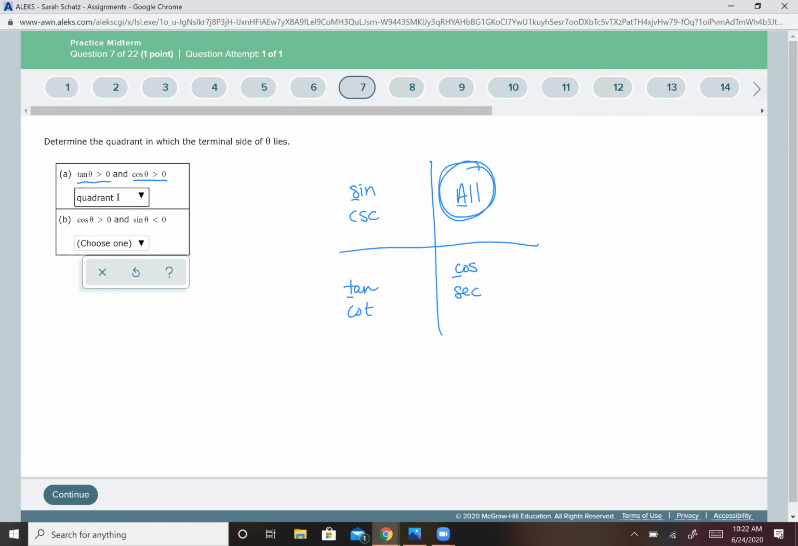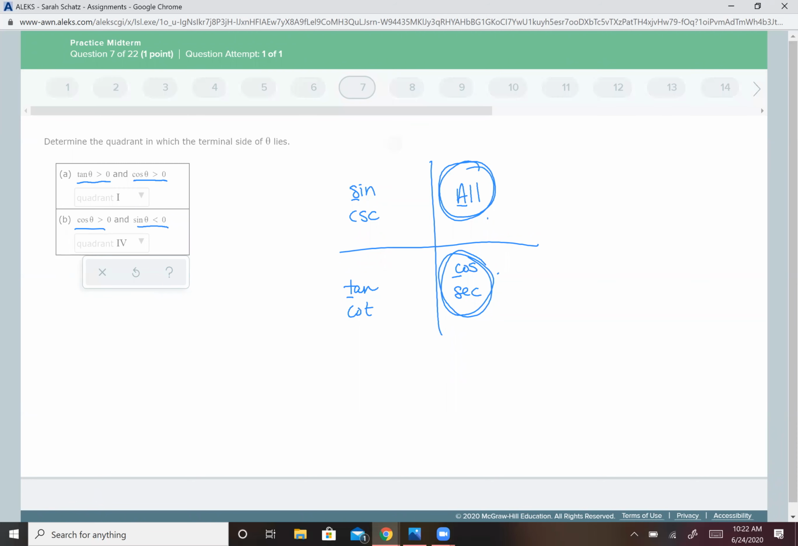And then let's look at part B. In part B, we have the cosine is positive, but sine is negative. So where is that the case? Well, cosine is positive in 1 and 4, but sine also being negative, that's got to be quadrant 4. All right, so let's go to the next one.